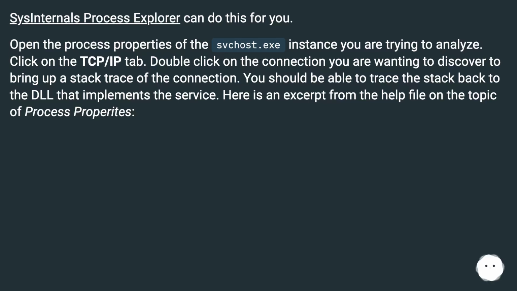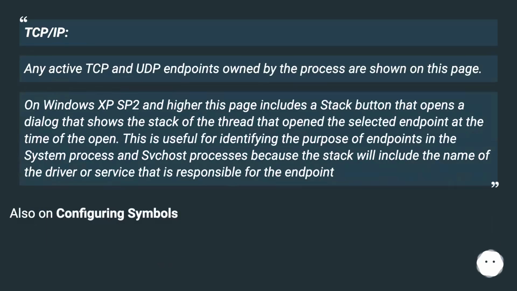Here is an excerpt from the help file on the topic of process properties. TCP/IP: Any active TCP and UDP endpoints owned by the process are shown on this page. On Windows XP SP2 and higher, this page includes a Stack button that opens a dialog that shows the stack of the thread that opened the selected endpoint at the time of the open. This is useful for identifying the purpose of endpoints in the System process and Svchost processes, because the stack will include the name of the driver or service that is responsible for the endpoint. Also on configuring symbols.